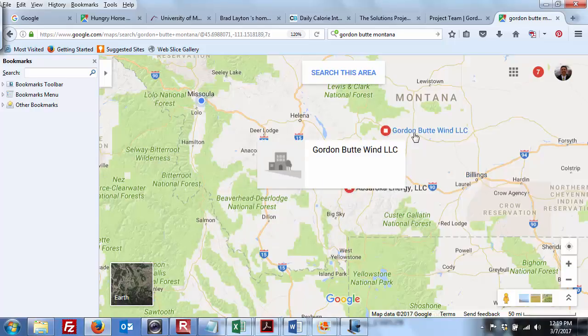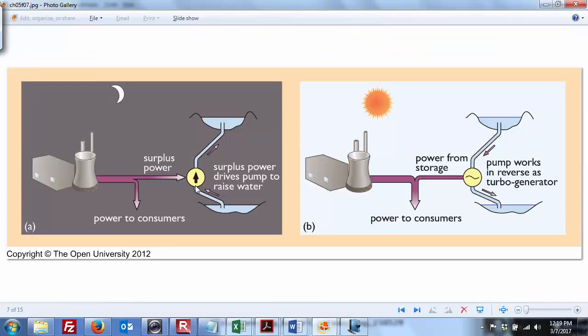Yeah, and what they wanted to do, they wanted to develop wind in Montana. Well, and again, here comes the storage problem. If there's no demand, Las Vegas is a long way from Gordon Butte. Seattle's a long way from Gordon Butte. So you pump it uphill when there's low demand. So just really in your mind's eye, just replace this thermal plant with a bunch of wind turbines is what you're doing.